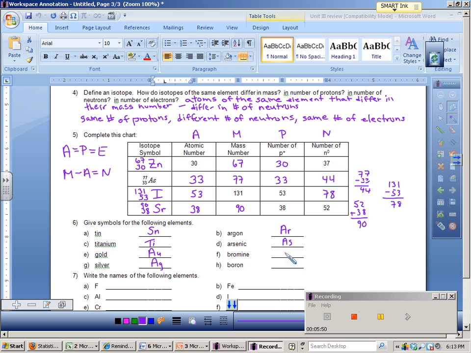Bromine's a little bit to his right, capital B, small r. And boron is upper and to the left a bit, capital B.